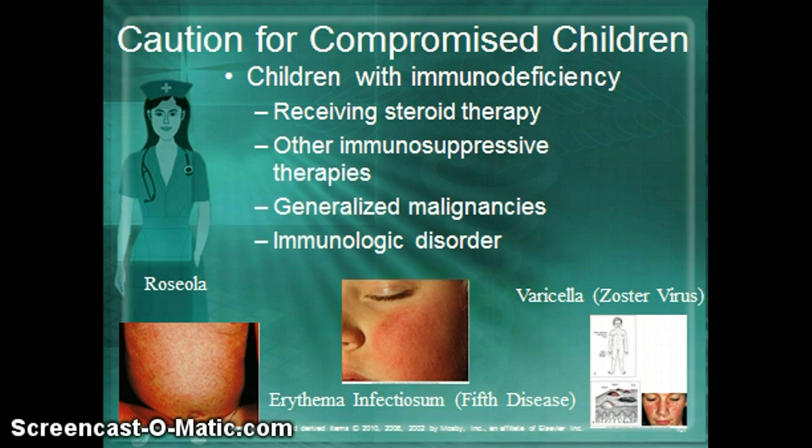And then roseola is also attributed to the human herpesvirus type 6. Typically roseola has an incubation period of 5 to 15 days, and the person will have a high fever for 3 or 4 days, and then after that fever subsides, this rash will appear. Typically the rash is on the trunk and then moves to the face and extremities.